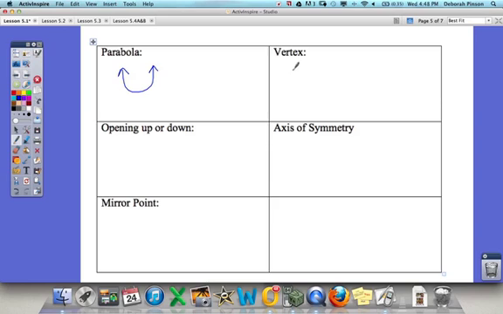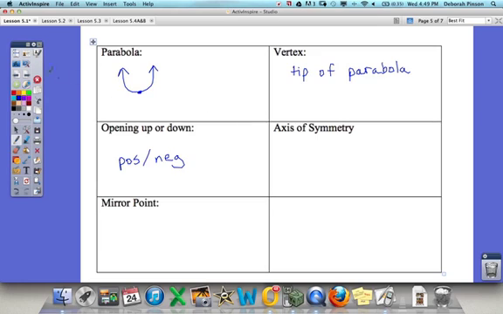The vertex is the tip of your parabola. Now, you're going to hear that term, vertex, with a lot of different types of graphs in the future. The vertex is always the turnaround point. It's the tip. Okay, now whether it opens up or down is based on whether your equation is positive or negative.